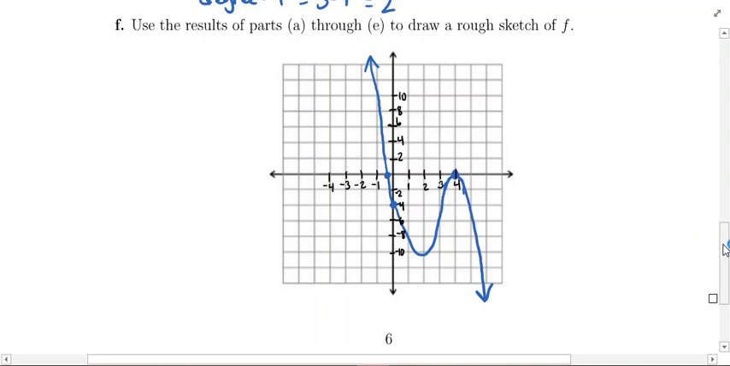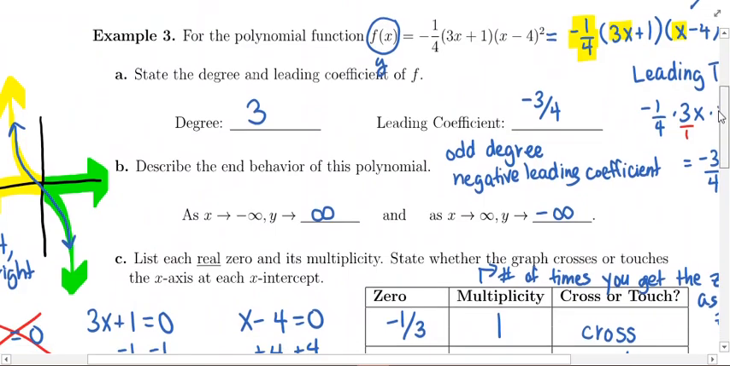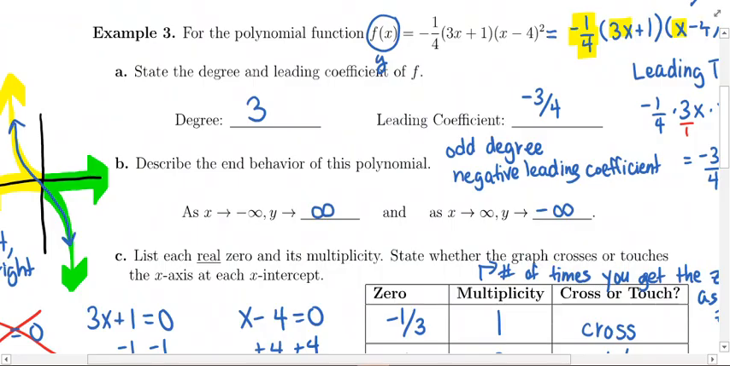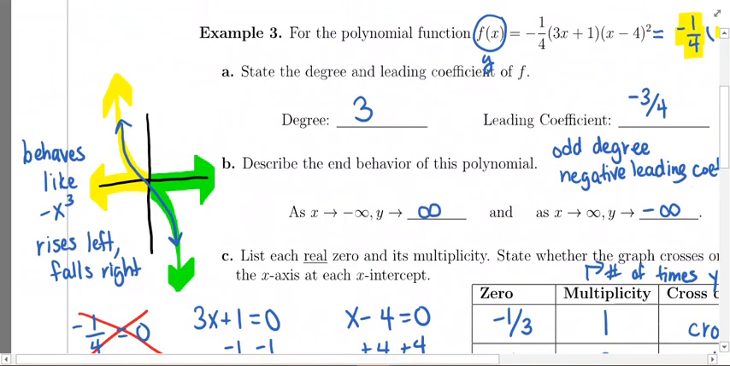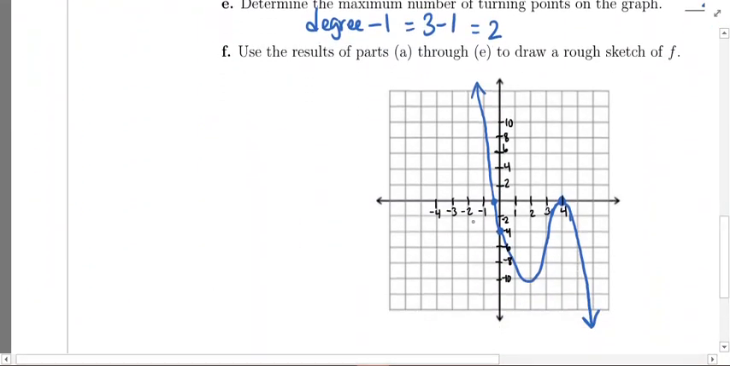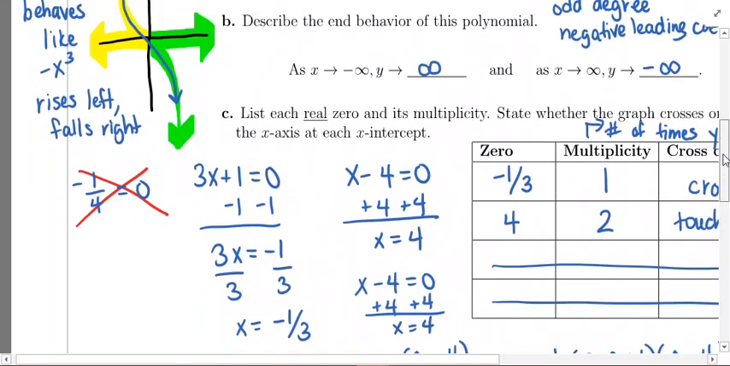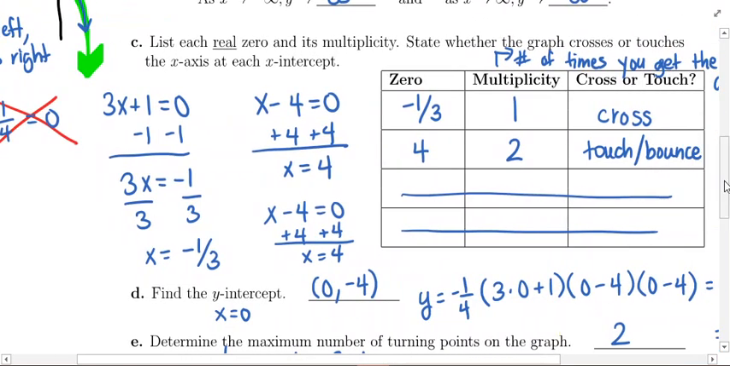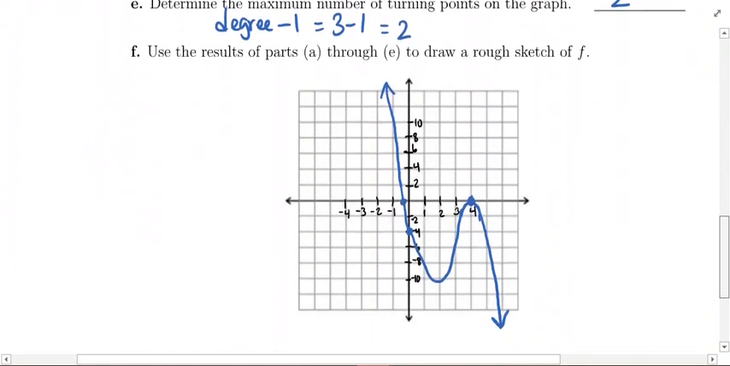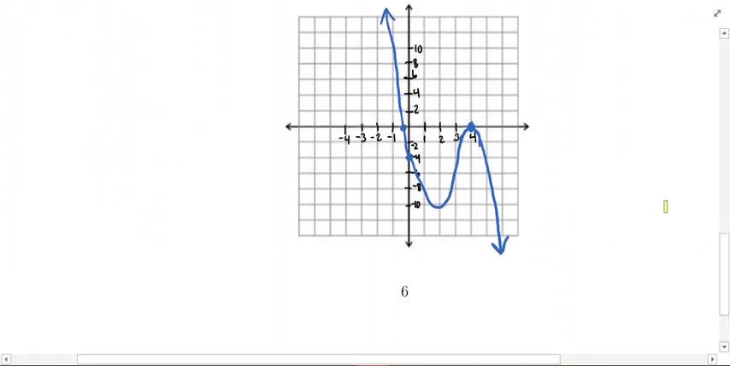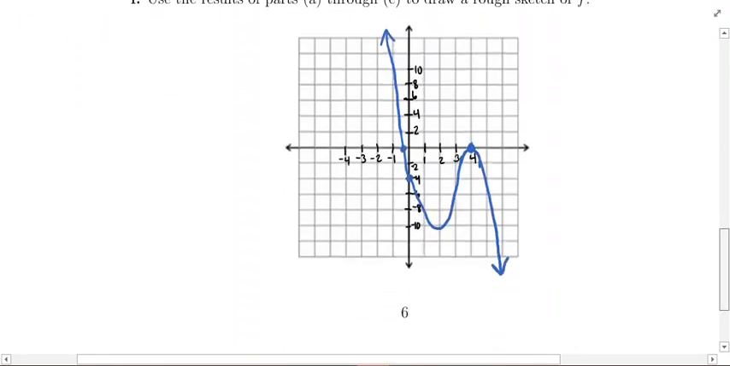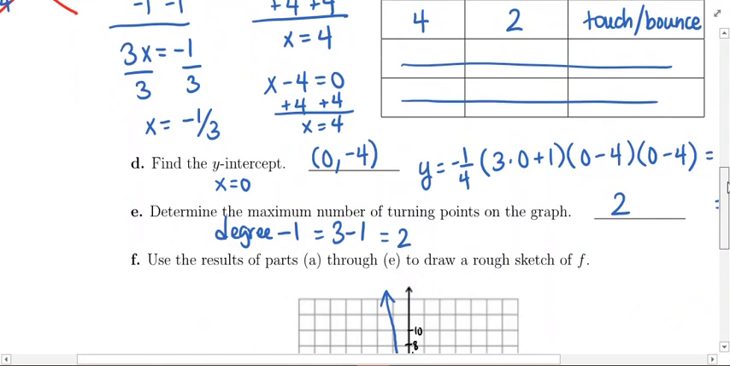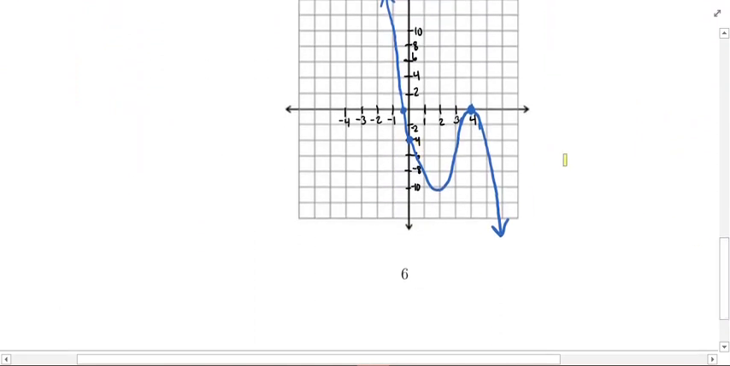Let's check it to make sure we've got all the correct attributes. First thing, end behavior: in our picture, are we rising to the left and falling to the right? Yes, we are. If you look where my cursor is, we are rising to the left and falling to the right. Next, do we have each zero, and is it doing what it's supposed to be doing? At -1/3, are we crossing? Yes. At 4, are we touching or bouncing? Yes. Do we have a y-intercept of (0, -4)? Yes.